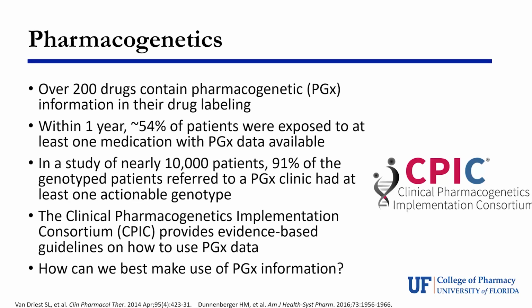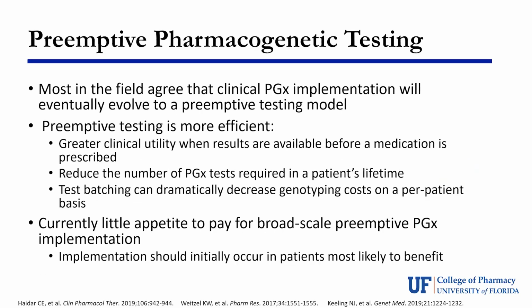So how can we best make use of this information for patients? And the way that most people in the field have decided is the most efficient is a preemptive testing model. Basically that means you do the testing before it's needed, and then you put that information in the electronic health record for when it may be needed. And I think some of the reasons why preemptive testing is more efficient are probably pretty obvious.